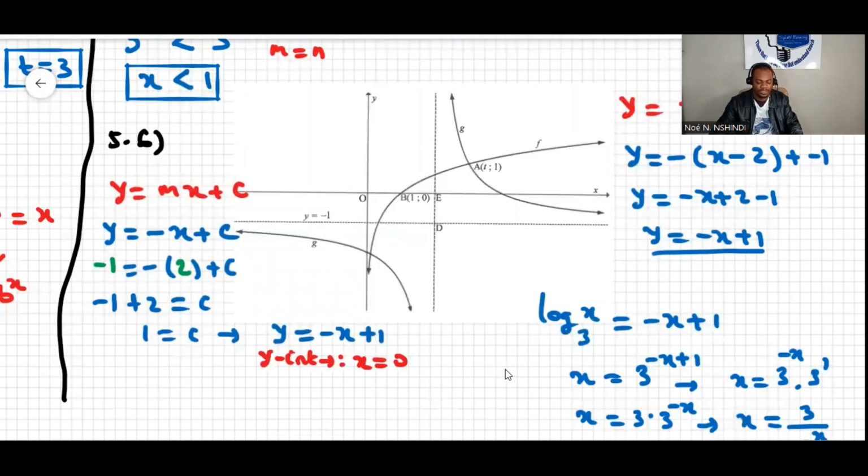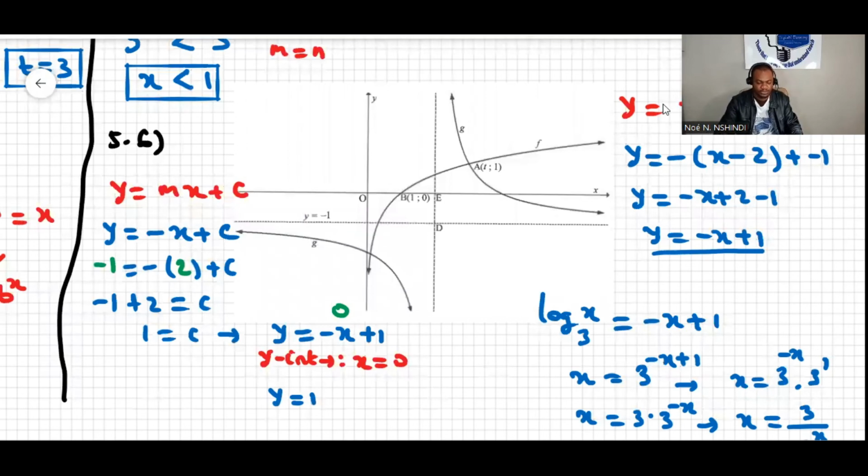Therefore, the value of y will be equal to the y-intercept, which will be just 1 when you sub in 0 for x over here. So y will be 1. So now when x is 0, y is 1. But now if we look at the points here, the point B is 1, 0.